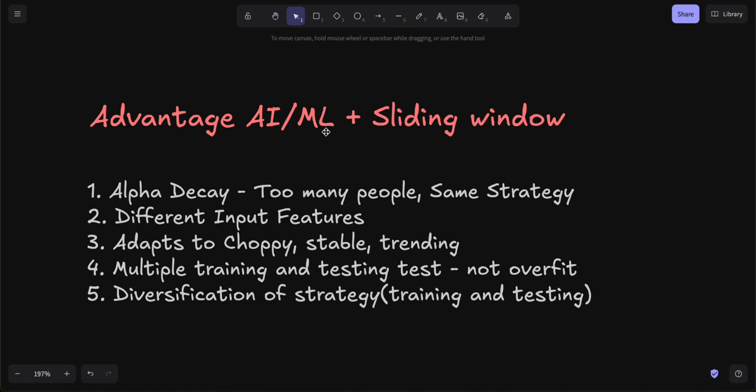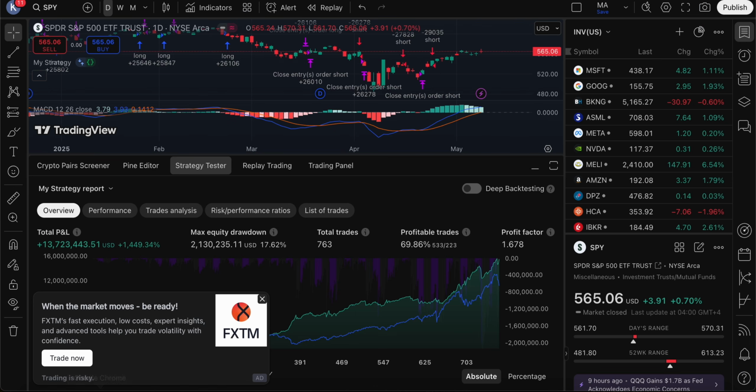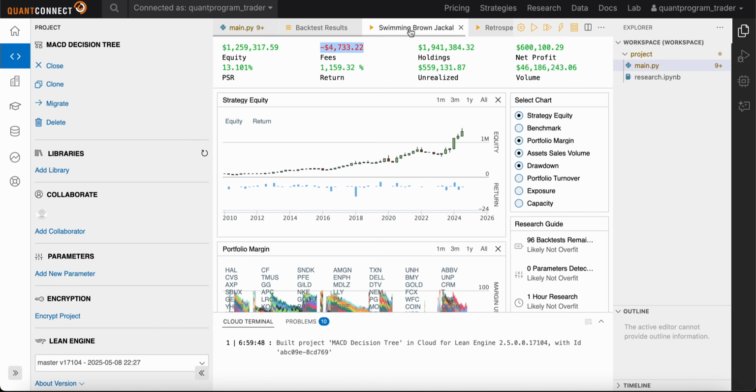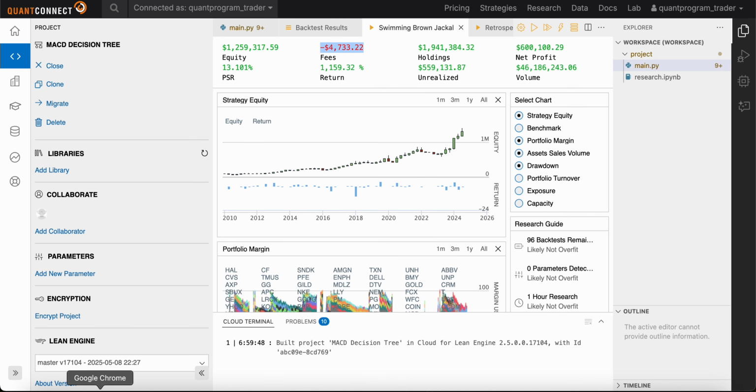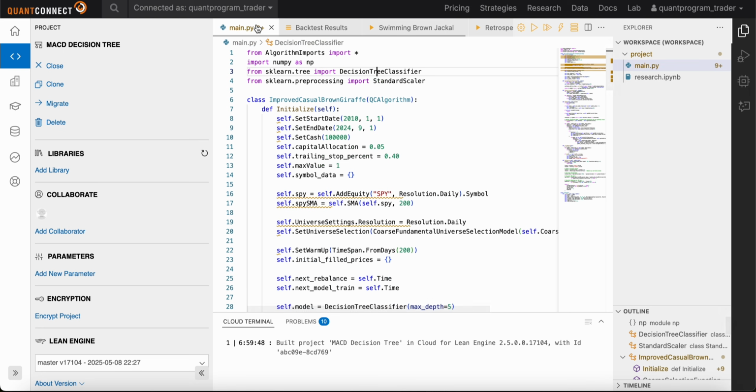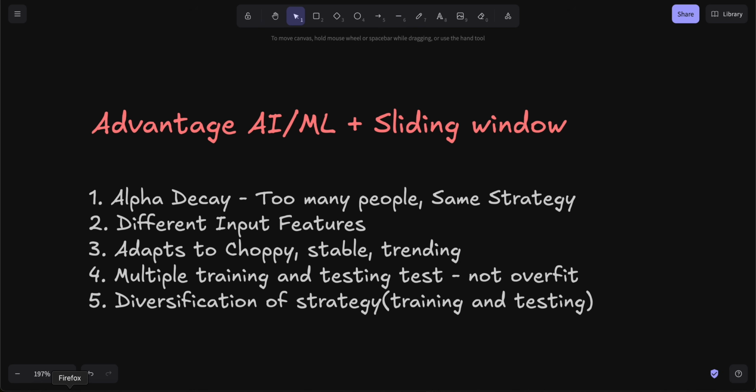So what's the advantage for us in the machine learning model with respect to our strategy of the sliding window? One of the biggest advantages of AI or machine learning is that everybody's strategy is unique. Even if you get these codes for our course students and apply them, you will bring your own changes. You might change the training period, the testing period, the input features, and the MACD values.